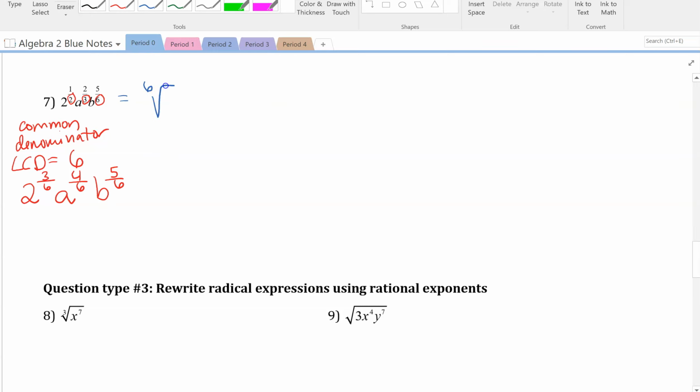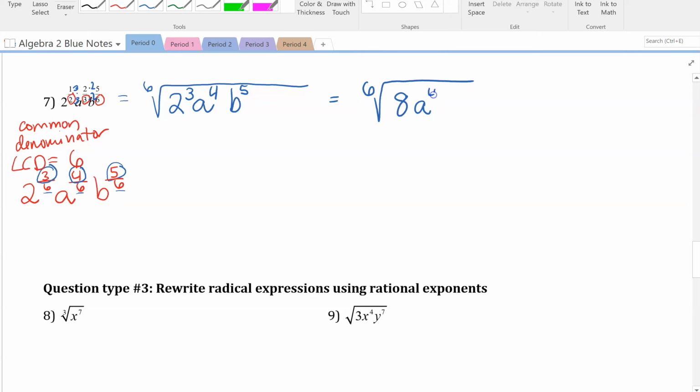I can say this is the 6th root of, but now look, my numerators are not all the same. Well, not all of them, but the first 2 are different. In order to get that common denominator of 6, I had to multiply the same number to the top and bottom, right, of the fractional exponent. So that changed my numerator. So now it's going to be 2 to the 3rd, not 2 to the 1st, times a to the 4th, not a squared, and then b to the 5th. That was the same as before. And then we'll just simplify that a little bit. So that's the 6th root of 8, a to the 4th, b to the 5th. And there is our final answer for number 7.